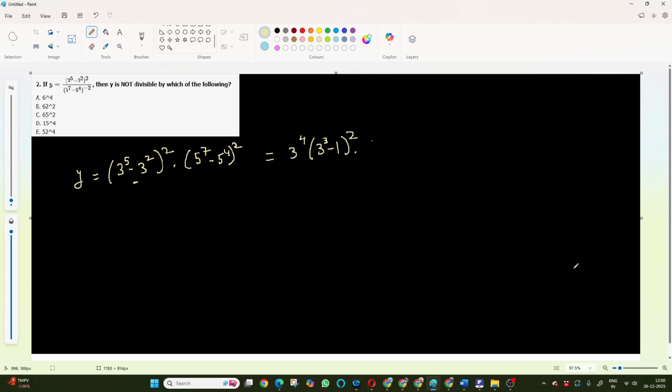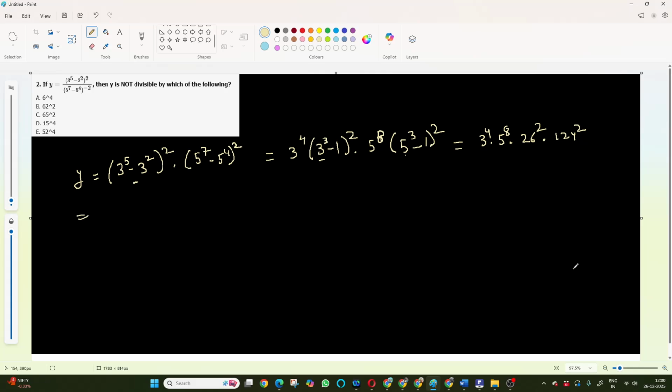And if you take 5 to the power 4 outside, you have 5 to the power 4, and then you have a power of 2. So this becomes 5 to the power 8. And what remains inside is 5 to the power 3 minus 1 whole square. Now if I were to rearrange, it is 3 to the power 4 multiplied 5 to the power 8 multiplied 3 to the power 3 minus 1. So 27 minus 1 is 26. 26 to the power 2 multiplied 125 minus 1 is 124 to the power 2.